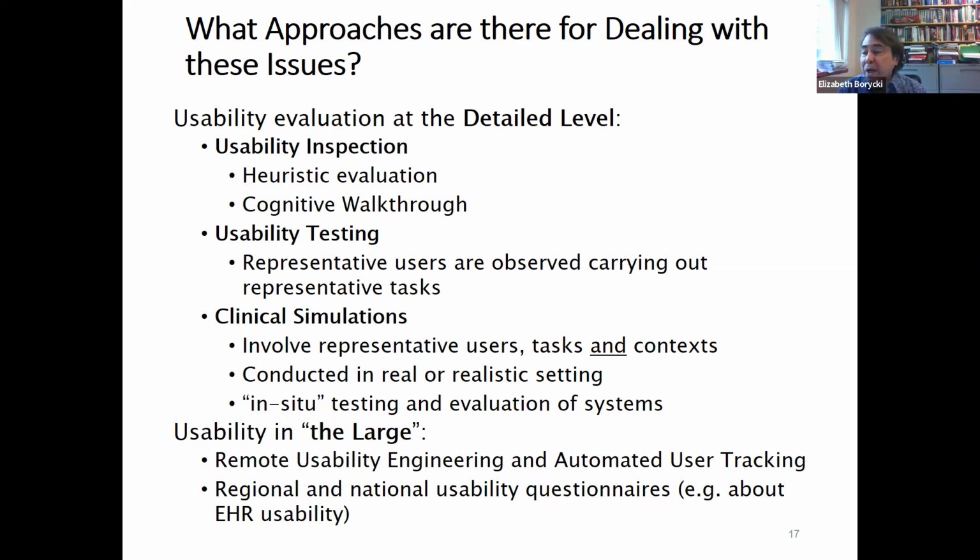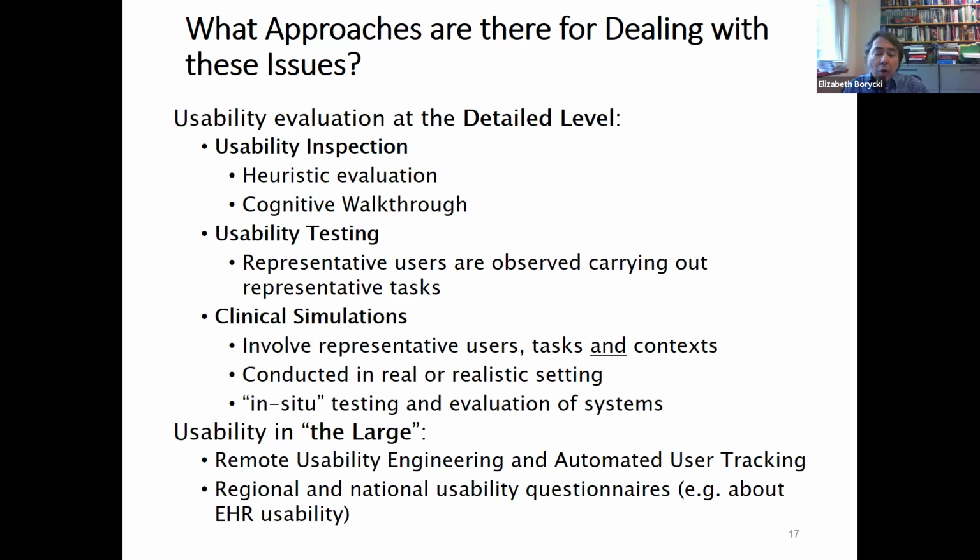Usability testing is observing representative users, it could be doctors, nurses, patients, doing representative tasks with the system, looking at the patient, getting clinical advice. With simulations, we actually extend that and say representative users doing representative tasks in real or simulated settings.